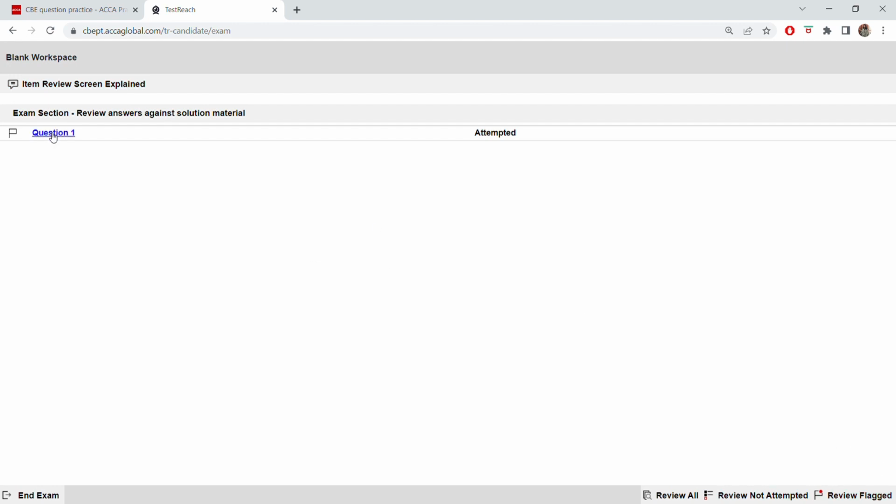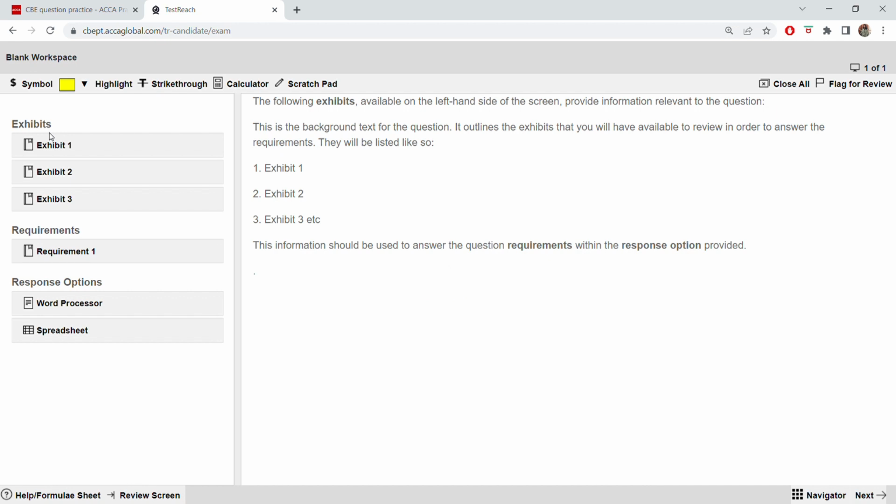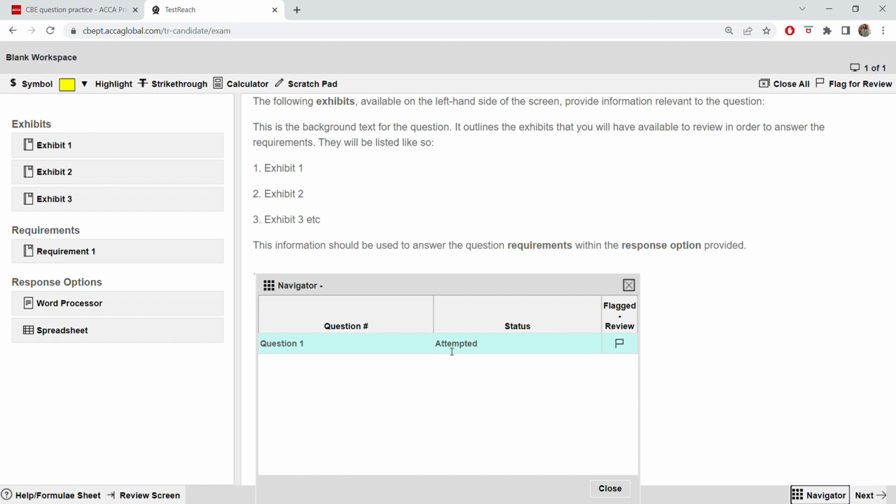The moment you click question 1, okay. So navigator, what is this navigator? Click here. Through navigator, you know whether you have attempted a question or not. Now this is a blank workspace, that's why they say attempted. But in your exam, or when you do a past paper also, it will say not attempted. The moment you click anything in the response option, it will say attempted. It will not check whether you have done it entirely or answered all requirements. The moment you type anything, it will show attempted. But it's up to you; you know how much you have completed. There'll be 4 questions like this: 1, 2, 3, 4 for SBR.